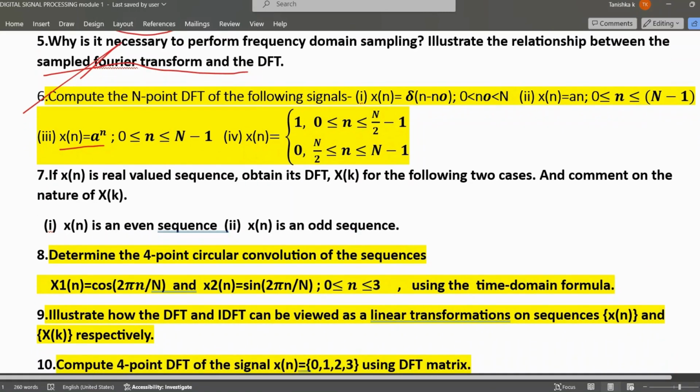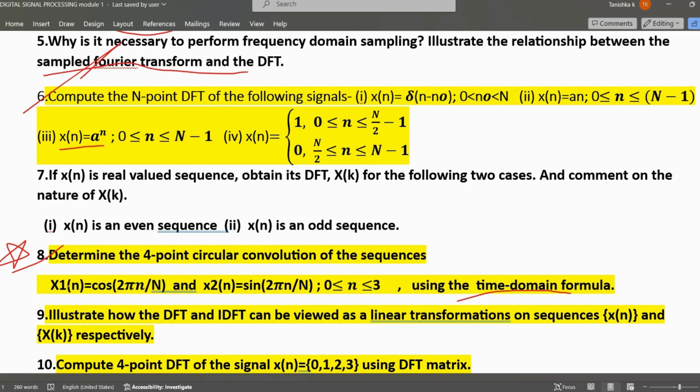eighth question. Determine the 4-point circular convolution of the sequences x1 of n. Here also, this is also a very important question, where you will be given two sequences and you have to find the 4-point circular convolution of these. And here they mentioned the time domain formula. Using that formula or that method only, you have to solve.